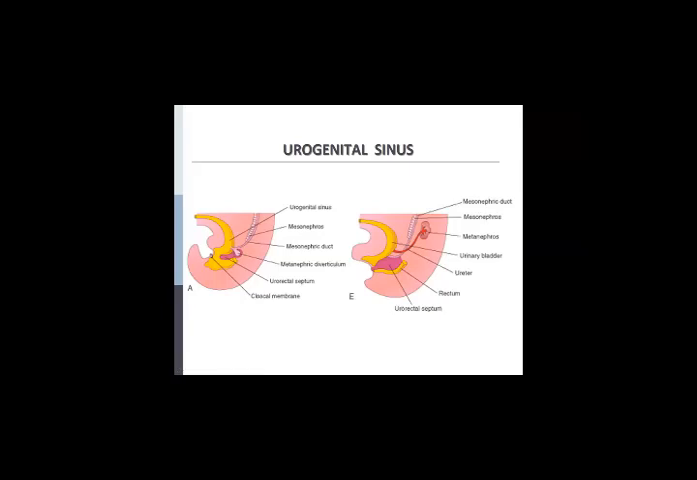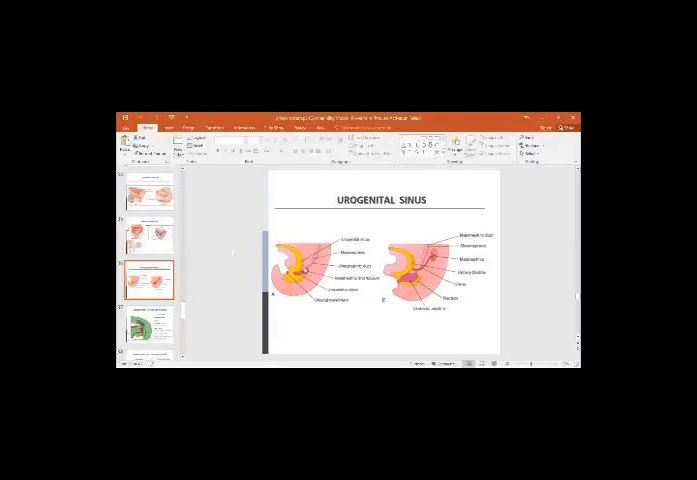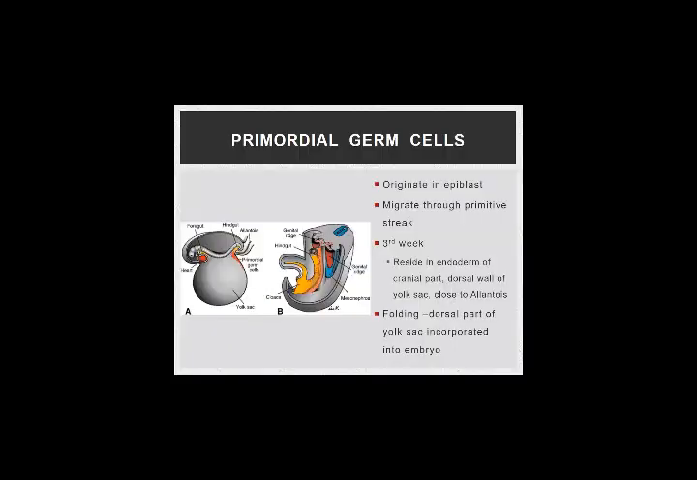So this was as far as the development of the urogenital sinus is concerned. Okay, fine. Do we have any more questions? Okay. Since we don't have any other questions, let me continue with the germ cells. The primordial germ cells.